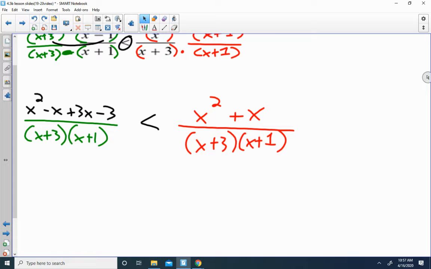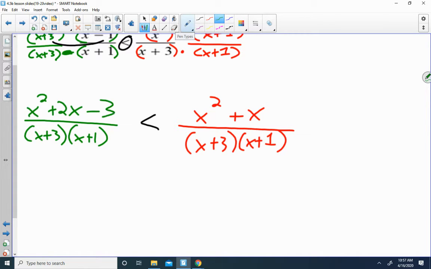And also, while I'm at it, I'm going to go ahead and combine these like terms. That's going to give me 2x. So I'm going to rewrite the top part real quick so that it combines the like terms. So I should have x squared plus 2x minus 3. Okay, I combined the like terms, and I should get x squared plus 2x minus 3.